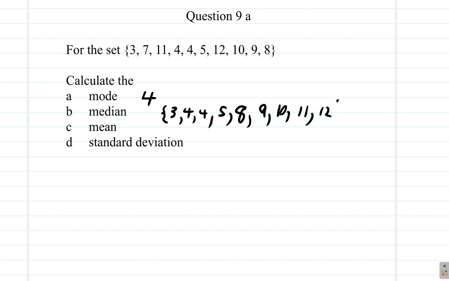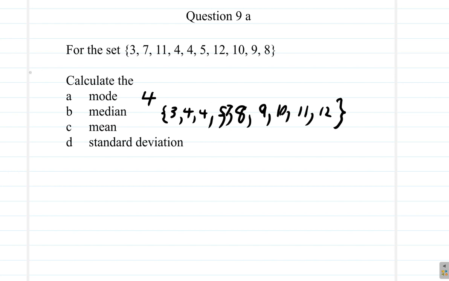I don't see any other number. Let me just check to make sure. There are 1, 2, 3, 4, 5, 6, 7, 8, 9, 10 numbers here. There are 1, 2, 3, 4, 5, 6, 7, 8, 9. There's another number missing. 7. It's a 7. Alright, so what's 7? Alright, good. We have 3, 4, 4, 5, 7, 8, 9, 10, 11, 12.